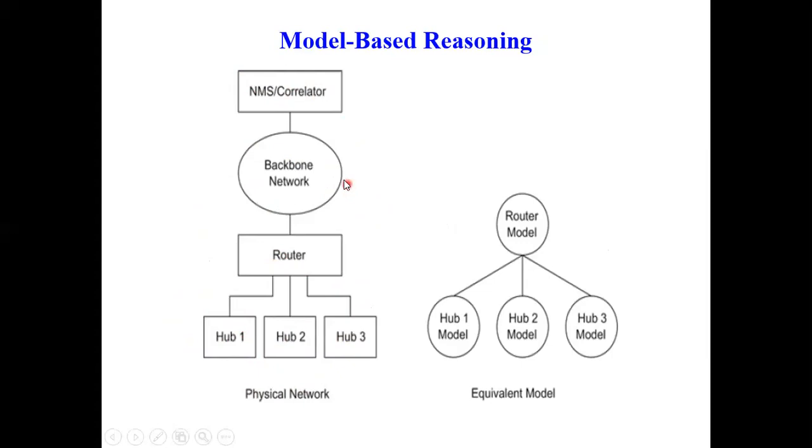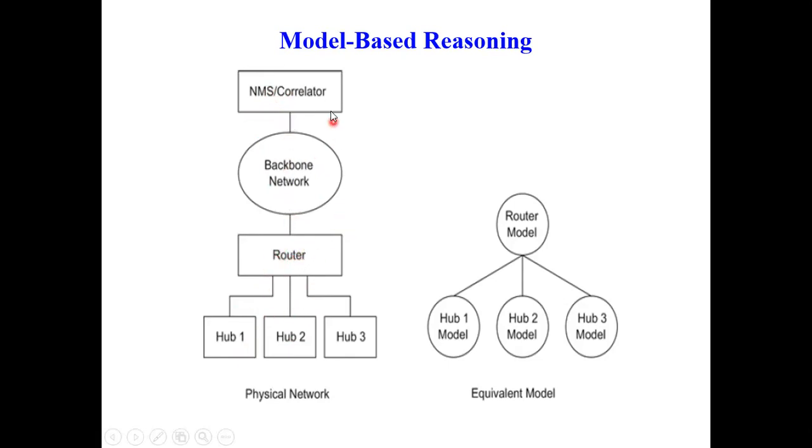So instead of working with the entire network, what this model-based reasoning will do is, what is this router doing? It takes data from the hub, and from the backbone network the data is transmitted to the NMS for taking some decision. Similarly, from hub 2 the data goes to this router, and whatever alarms or notifications or fault indications happen, the router gives to the NMS. So every time, whatever fault comes, the router is routing to the NMS to take some decision. Now what I want to do is find out the fault.